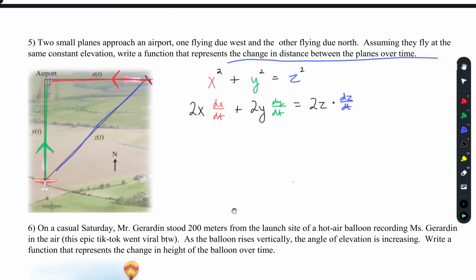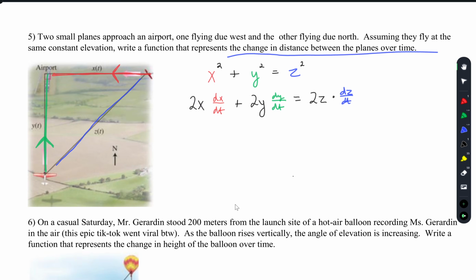Whereas on this one, mathematically it's not as super necessary, but if you look at this x here, this length, as time goes on it's getting smaller because it's going this way. So as time is going on, you need to recognize that dx/dt is going to be a negative number. So for this one, that's a negative.